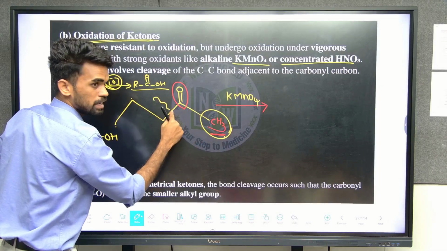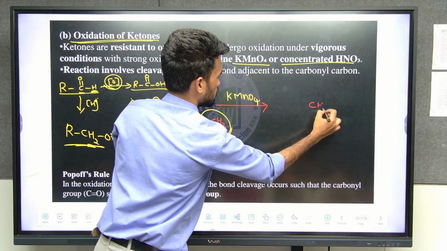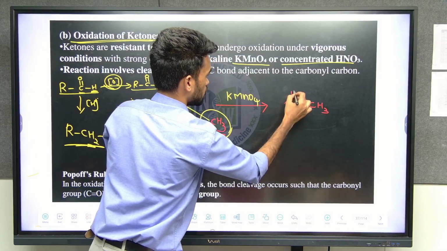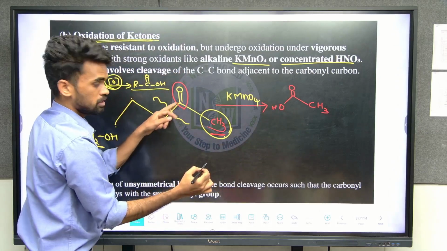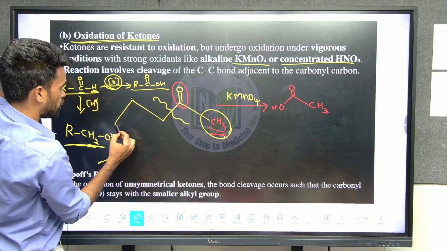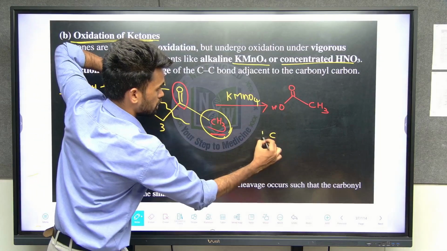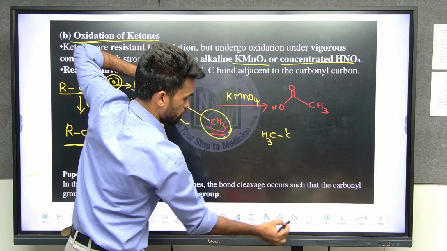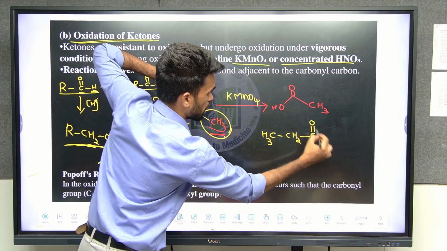So I can break here. If I break here, write this one as CH3, and convert this into OH. You are breaking here, so this becomes OH. What about this carbon now? Same, 1, 2, 3. So how many carbons are there? 3 carbons. Convert that also into carboxylic acid.